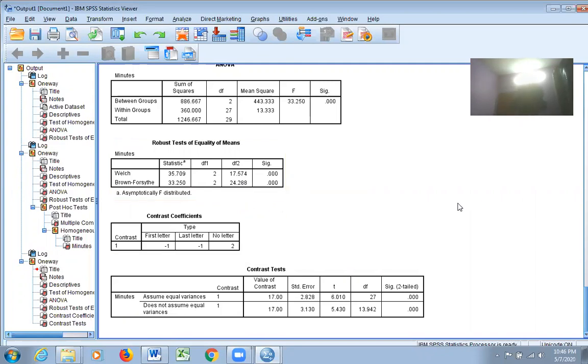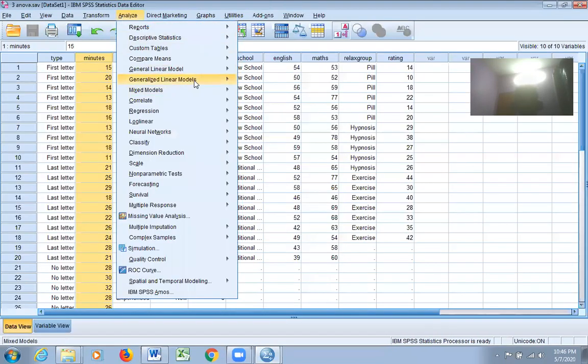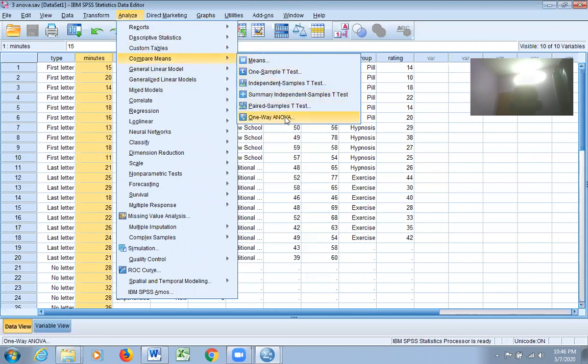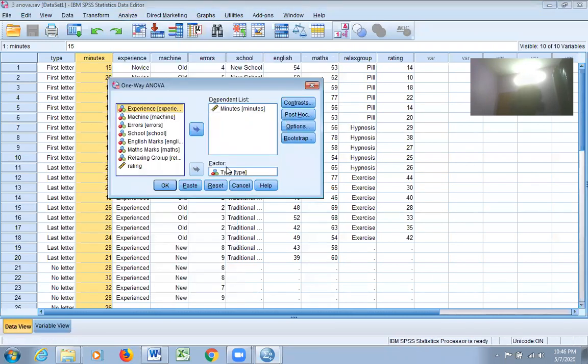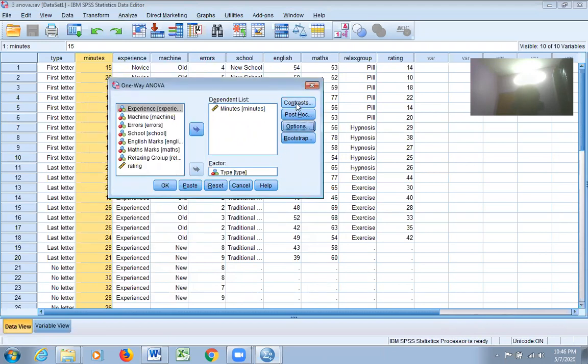Fine. So this way you can go for either a post hoc test or a planned contrast in the one-way ANOVA. I think it's clear. Now let me go back again. Let us go to Analyze, Compare Means, then One-Way ANOVA, choose the dependent variable and independent variable, go to Options, descriptive statistics, check for homogeneity of variance, okay, and then go to either Post Hoc or Contrast as per your research requirements. I think it's clear to you.